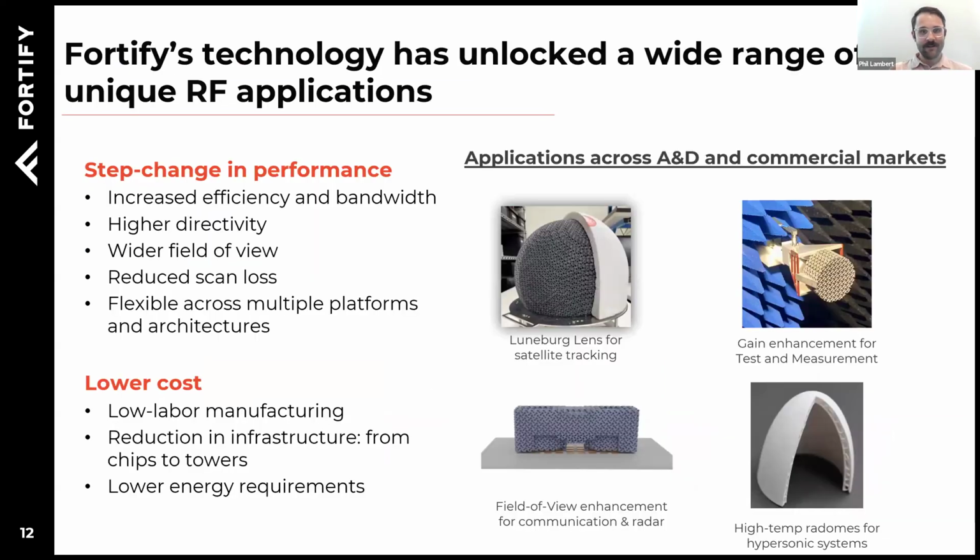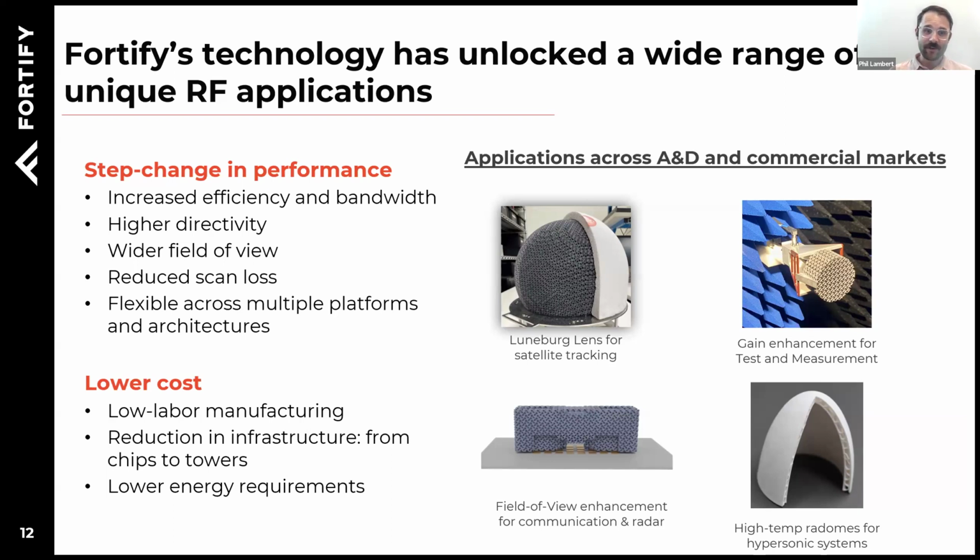Next slide, please. And all of this is being leveraged across a variety of markets, including A&D and commercial markets for step change performance. And as I was mentioning earlier, our customers are using these lenses to introduce increased efficiency, increased bandwidth in their antenna systems, higher directivity, especially in wideband systems like a quad ridge horn, where you have a lower gain at the high end of your performance curve, and you want to introduce some gain enhancement at the high end there. You can do that with our lensing.